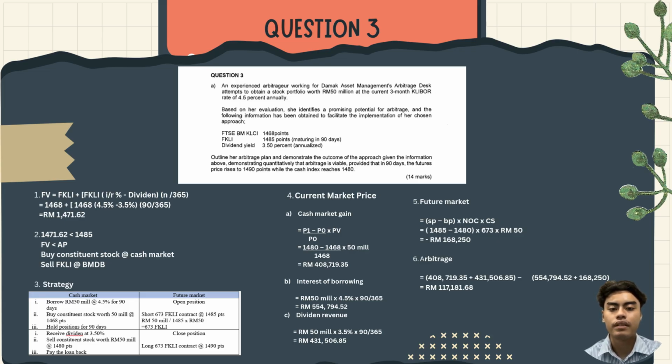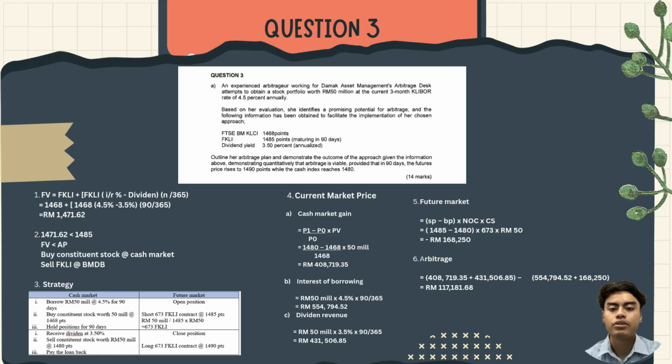First, we calculate the fair value of the futures contract. After substituting the values, the fair value is 1,471.62 points. Since the actual futures price is 1,485 points, and this is higher than the fair value, it means the futures contract is overpriced. Therefore, the suitable arbitrage strategy is cash and carry arbitrage.